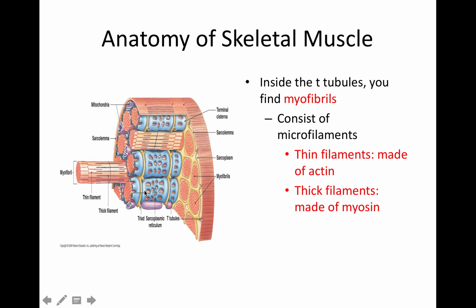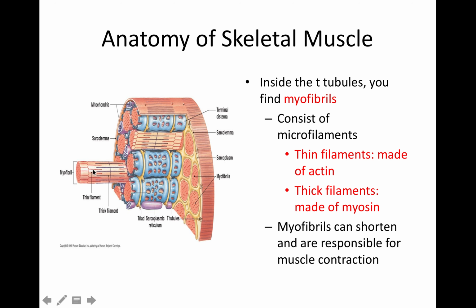So inside the T tubules, you're going to find myofibrils. Myofibrils are the subunits that make up our muscle fibers. And there's two types of microfilaments found within each. We have your thick filaments, which are seen in this diagram as the purple line, and you have your thin filaments. And we'll get a little more into those in a couple slides. But the myofibrils are what is eventually going to shorten to form muscle contraction.